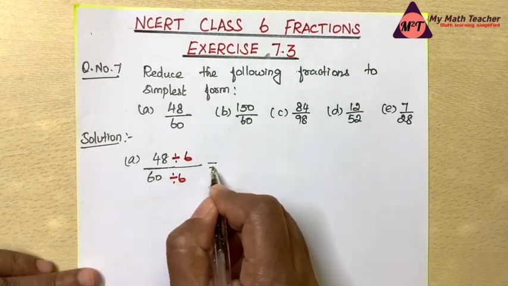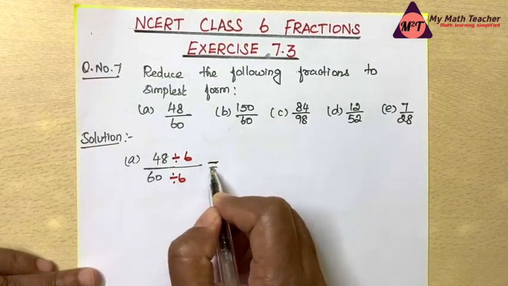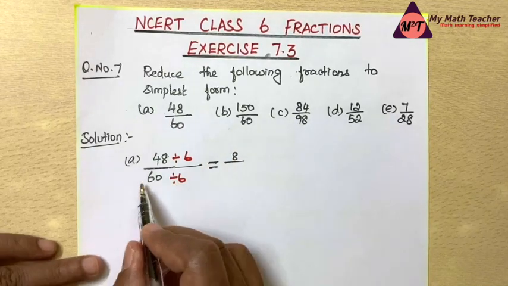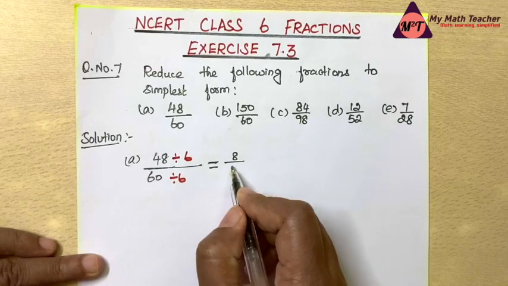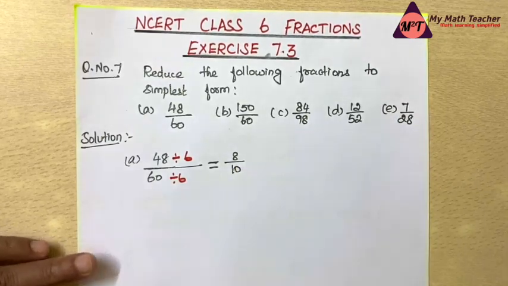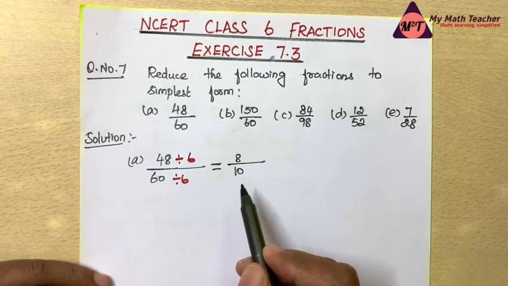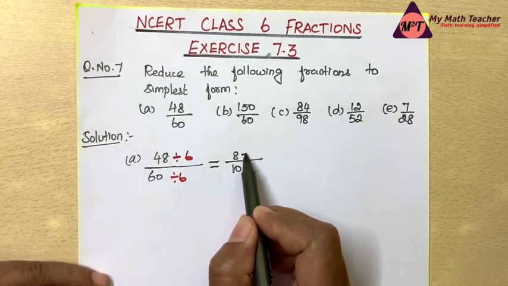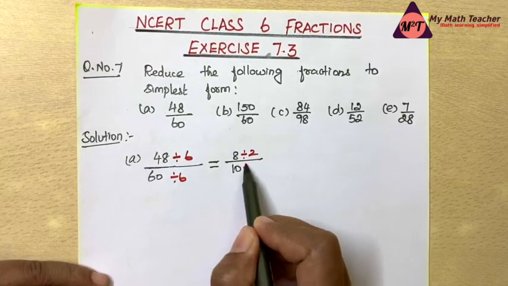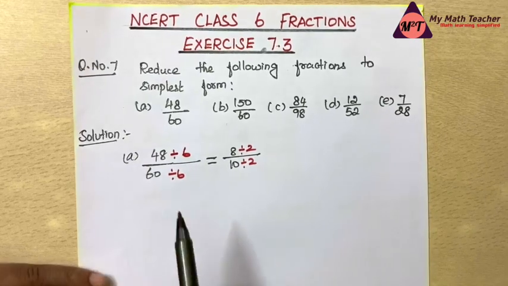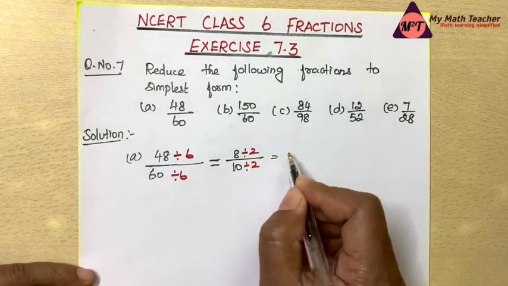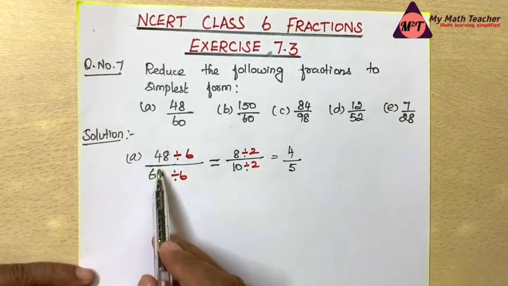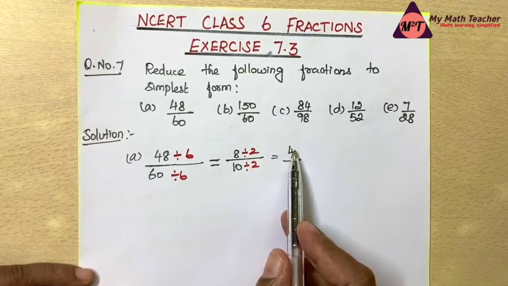So 48 divided by 6 is 8. We know that 8 sixes are 48. And 60 divided by 6, it will be 10. Okay. Now 8 by 10. Look for further simplification. If you can do, you can further simplify this. 8 and 10 you can easily divide by 2. Both should be divided by the same number like this. Okay. 8 divided by 2 is 4 and 10 divided by 2 is 5. So from 48 by 60, the simplest form is 4 by 5, which is in the single digit.